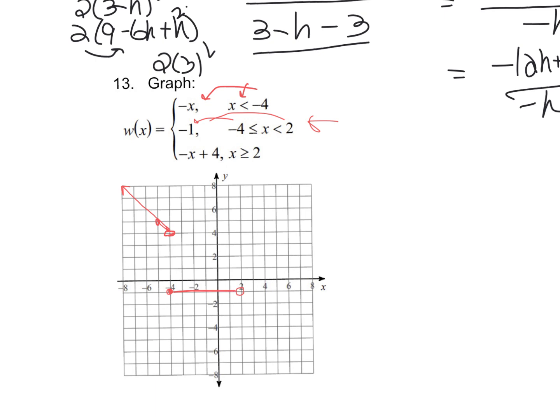It's just negative 1. And the last part here, I'm going to take the 2, plug it in. It'd be negative 2 plus 4, which is positive 2. So if I plug in 2, I get 2. That's a filled in circle. And because it says go to the right, it says greater than, I'm going to plug in 3. If I plug in 3, I get negative 3 plus 4, which is 1, which is right there. And because it's a line, that's all I need. I'm going to connect those dots. There we go. And that's it. That's your graph.